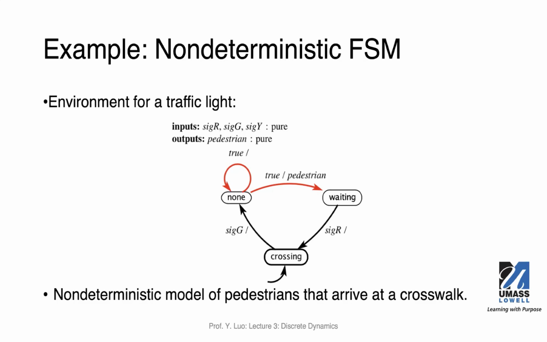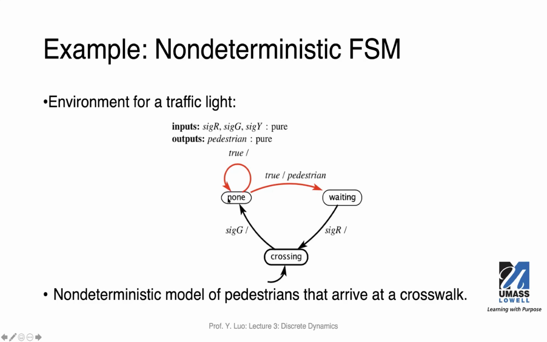The way we design this is we have 3 states: crossing, none, waiting. And we start with crossing. If there is a green signal, we will transition to none. Basically, we determine that there's no pedestrian present. Essentially, the crossing is completed.